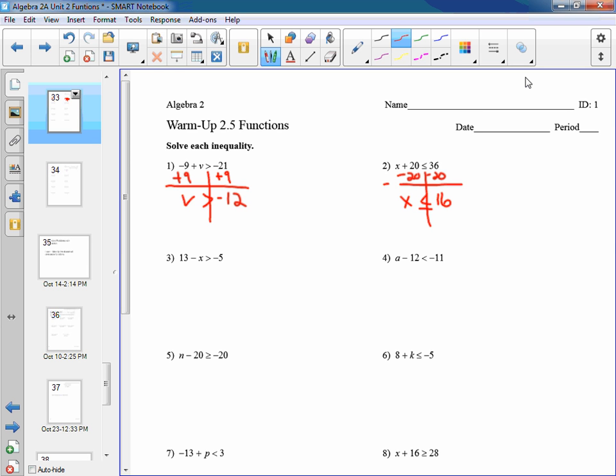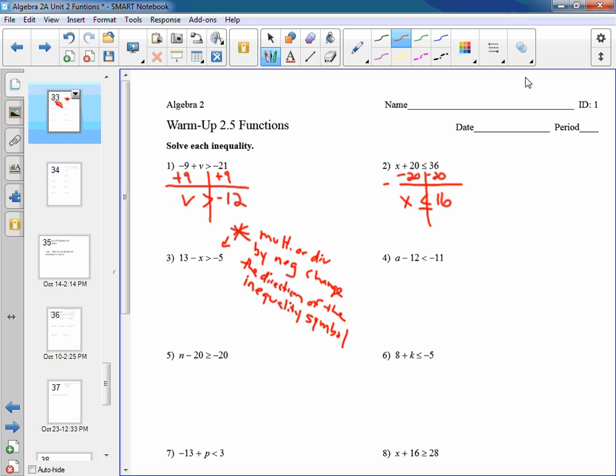Now the thing you have to remember, though, is in an inequality, when you multiply or divide by a negative, and it's going to affect this problem right here, if you multiply or divide by a negative in an inequality, you need to change the direction of the inequality symbol.